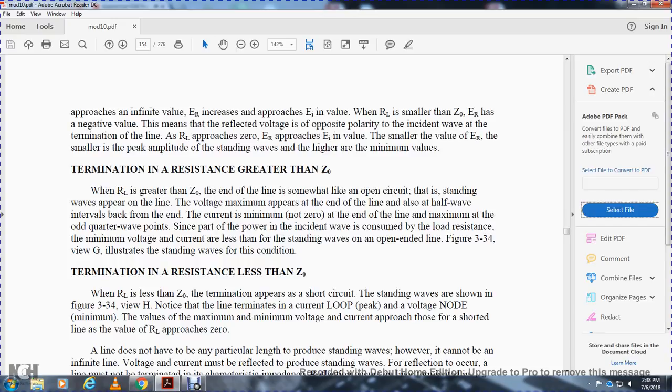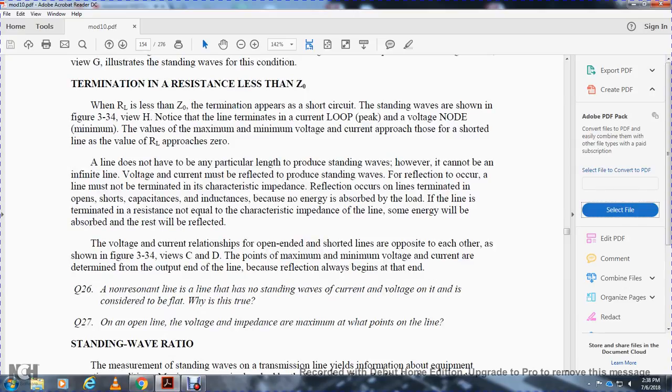Since the power of the incident wave is consumed by the load resistance, the minimum value of the current is less than the standing wave of the open-ended line. Figure 3-34, view G, illustrates the standing wave of this condition.